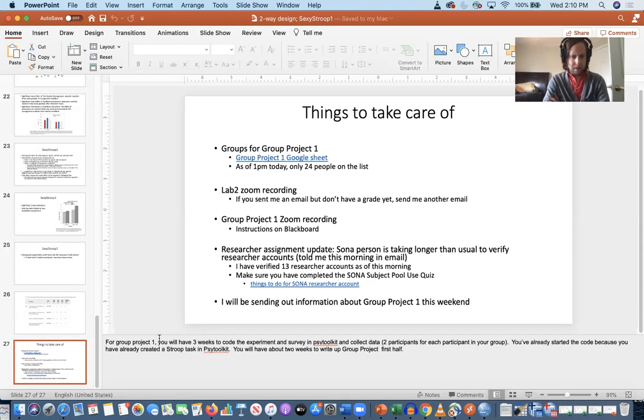So you'll have about 3 total weeks to write the code for your experiment, make sure the experiment works, and then collect data from your participants. All groups will be collecting data from somewhere between 6 and 8 participants. If you're a group of 3, you'll collect data from 6 participants. If you're a group of 4, you'll collect data from 8 participants. Basically, you'll collect data from 2 participants for each group member.